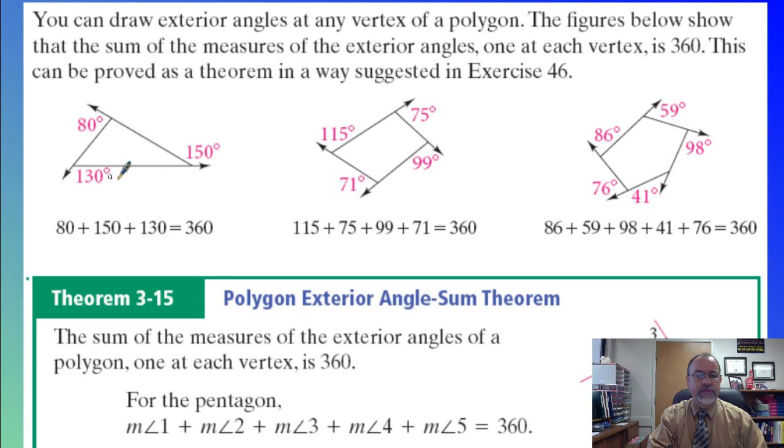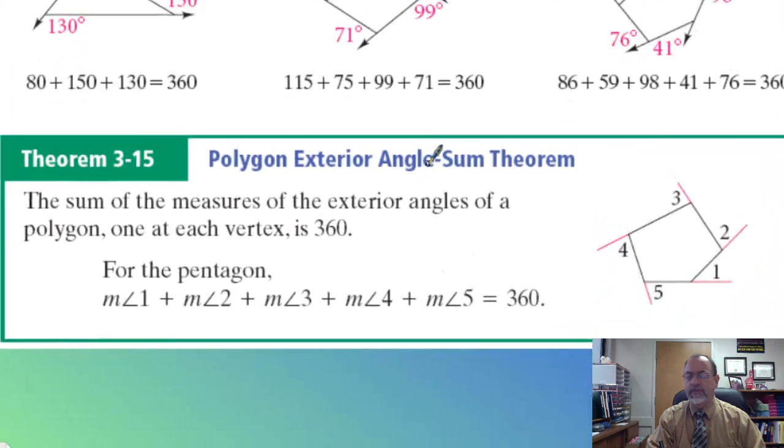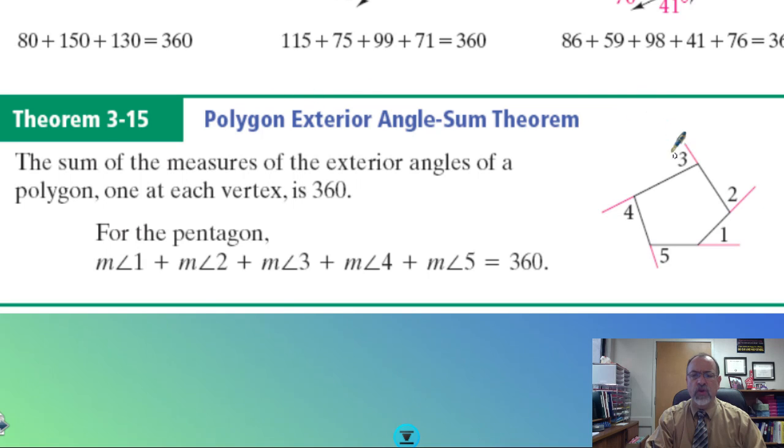So if we do this exercise, or look at each one of these, if we add these three up, it equals 360. If we add these three together, that equals 360. If we add these three together, they equal 360. And in fact, the polygon exterior angle sum theorem says that if you draw one exterior angle at each vertex and you add them all together, they will always equal 360 degrees.